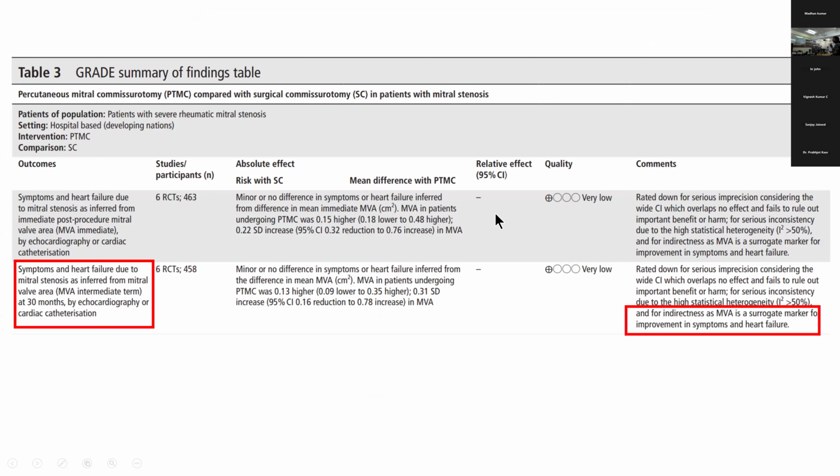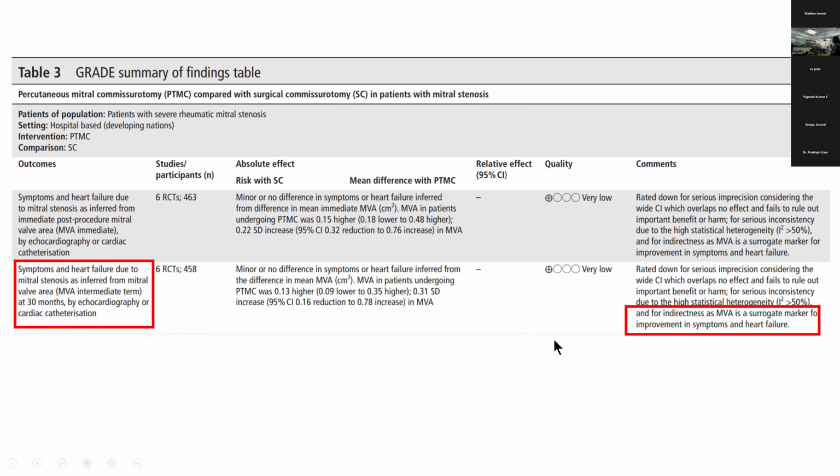And look at the GRADE summary of findings table. Their outcomes were symptoms and heart failure due to mitral stenosis, as inferred from mitral valve area at 30 months. So they had told that the patient-important outcome was symptoms and heart failure. Their surrogate outcome was the mitral valve area. They felt that if the mitral valve area is larger, the patient would have less breathlessness. They found actually no benefit.